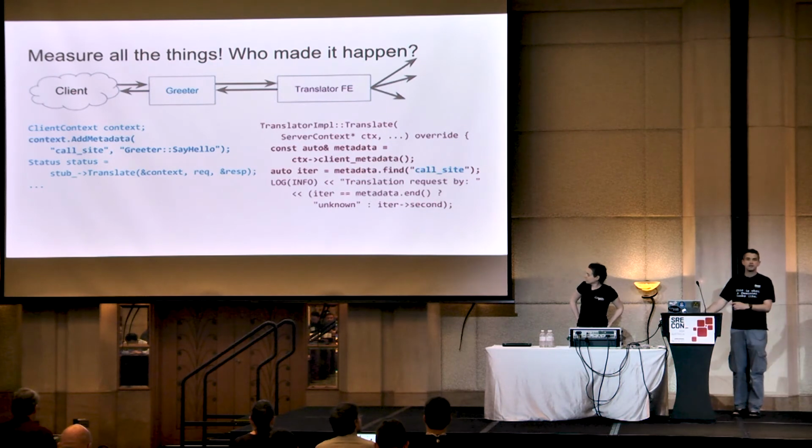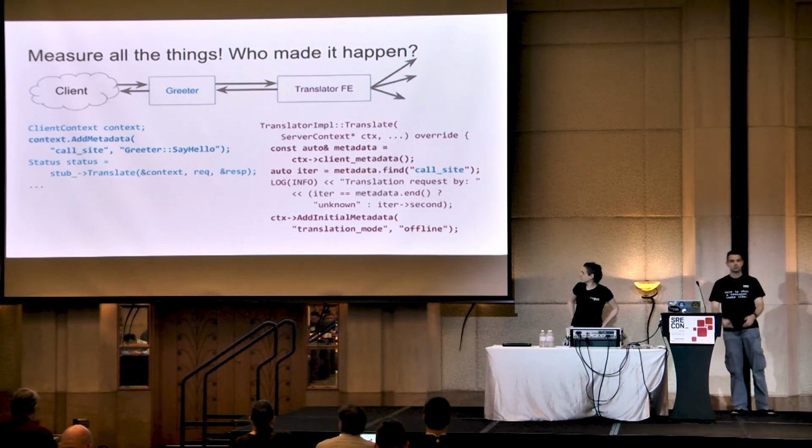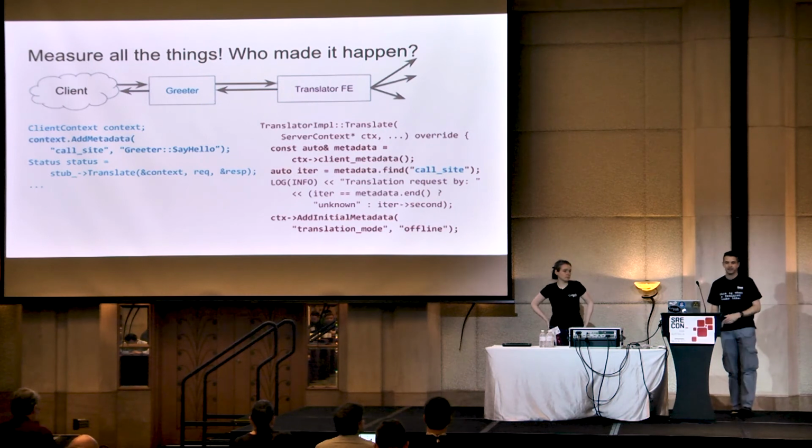There's a similar facility the other way around to provide a bit more information about what's going on. In gRPC, you get two types of metadata, initial and trailing, where you may want to say, here's your translation, but this was, the status is okay, but I was offline, so maybe I didn't use Google Translate, only my database.